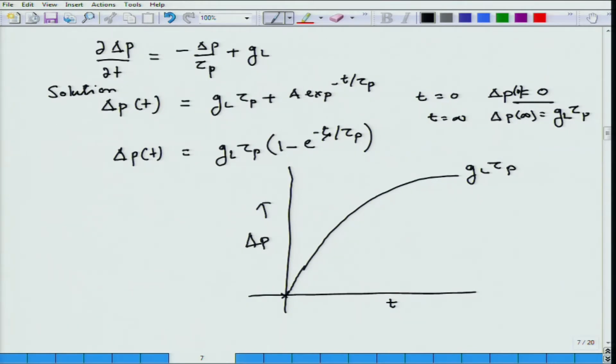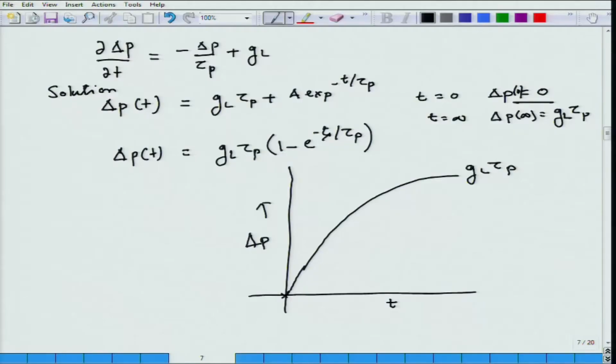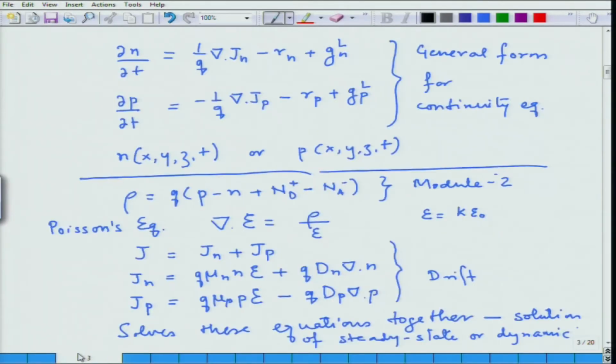In a similar manner, we will solve these continuity equations when we talk about devices and find a solution, and at this point we will leave you with the final equations that need to be solved for any particular device, which are in the general form.